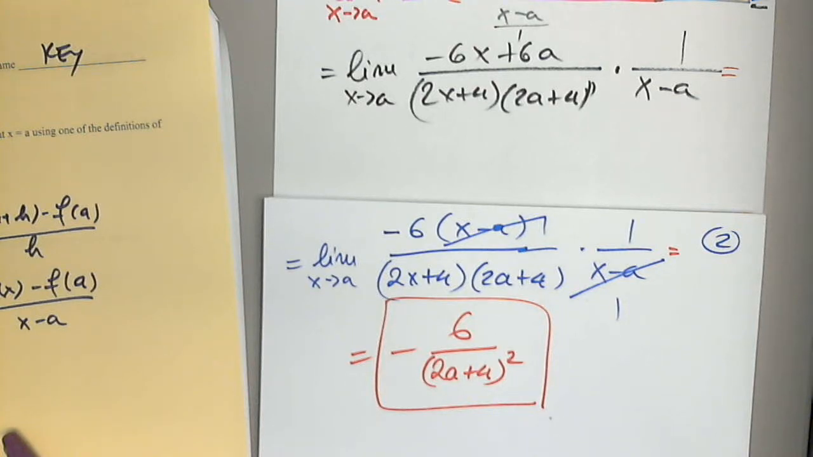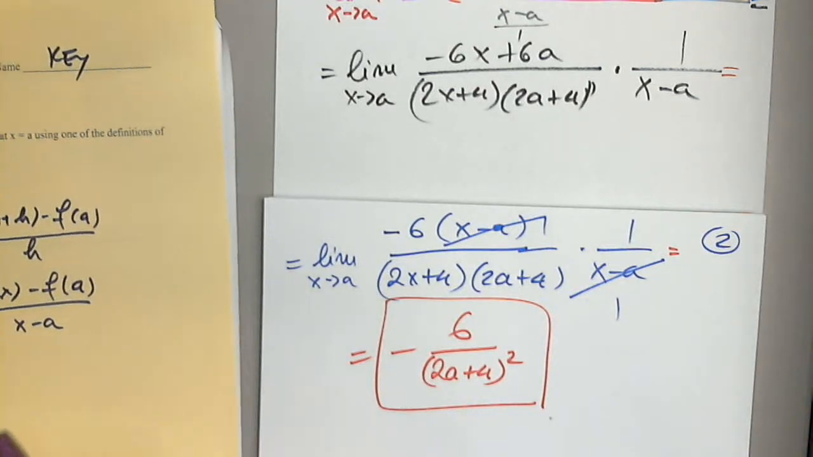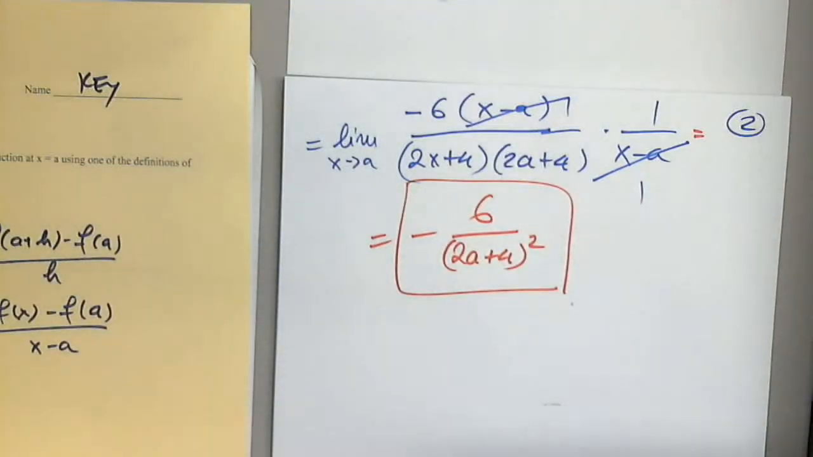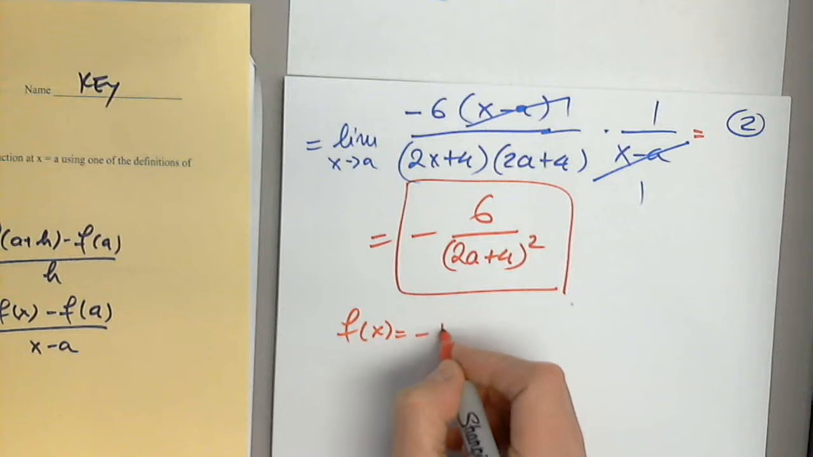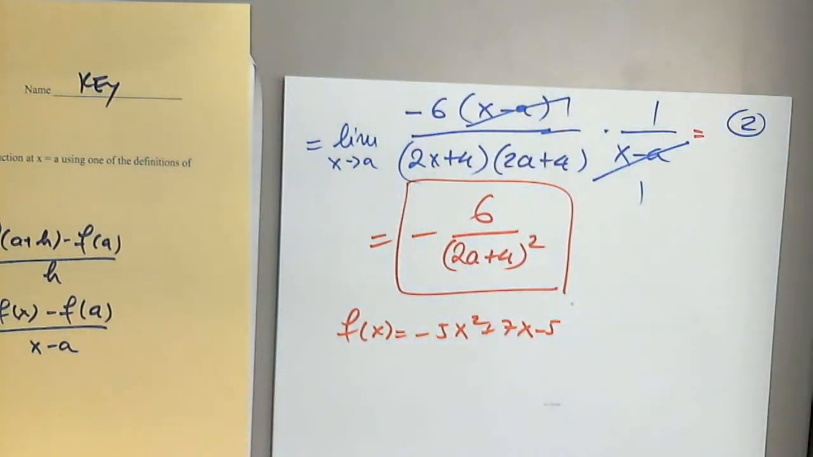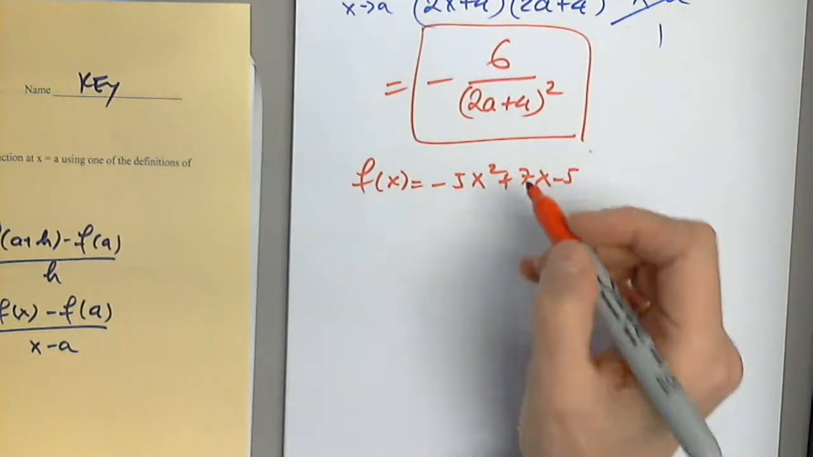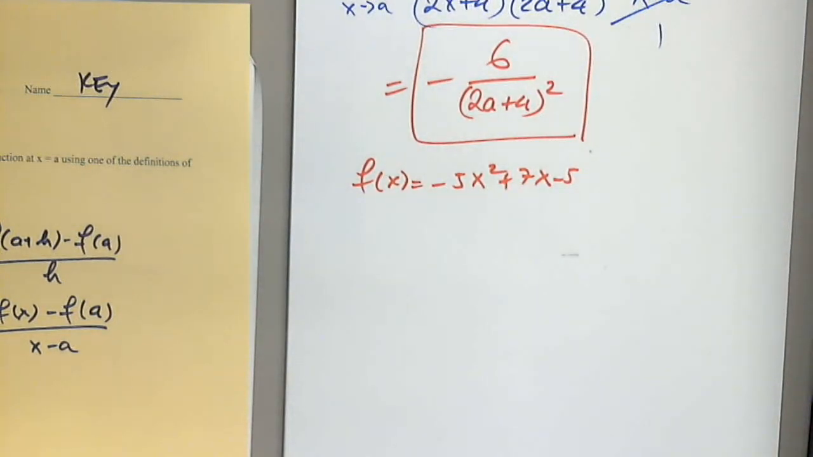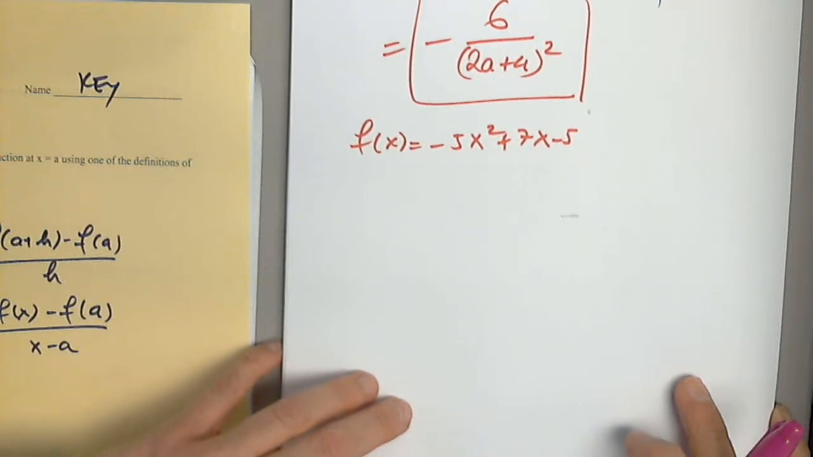Good. So let's take a look at the other one. And that we had f of x equals negative 5x squared plus 7x minus 5. Ready? Which of the two definitions we want to apply here? It doesn't matter to me. You choose. If you struggle with the other one, I'll show the one you like. I can show both. So which one? The same one or the first one?